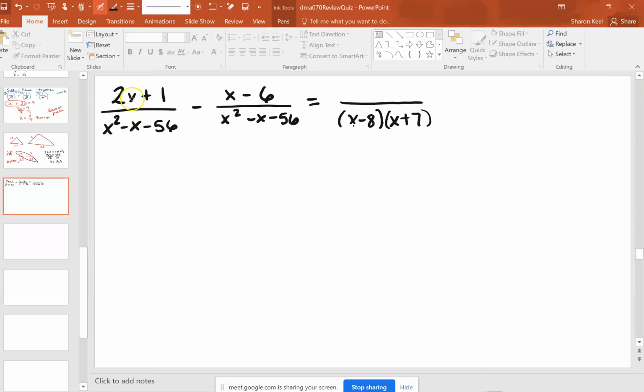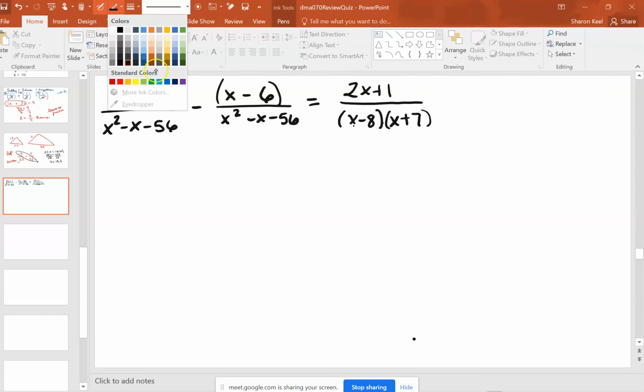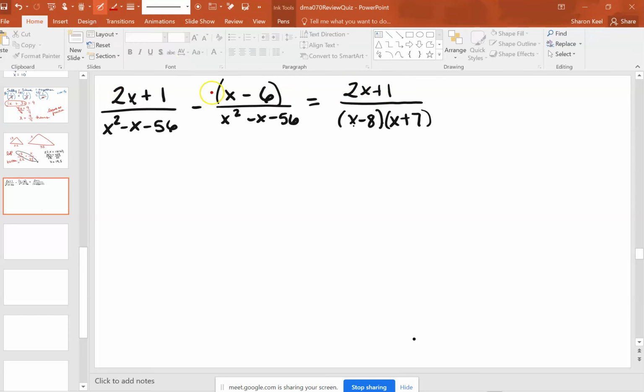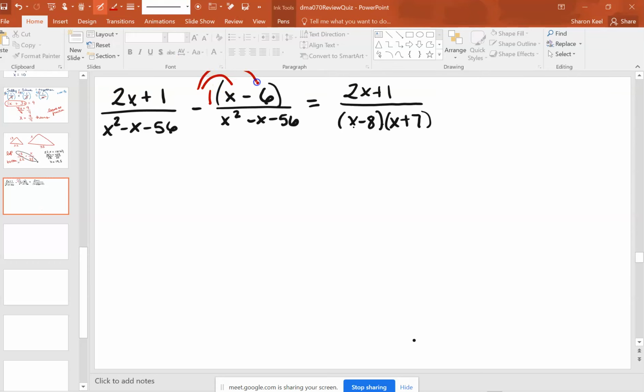In the numerator, we have 2x plus 1 here, and then we have a minus. So let me show you what's going to happen. Let's just recopy the 2x plus 1. What we do not see is there's an understood -1 here. We're going to distribute that -1. That's going to give us a -1x, and a negative times a negative gives me a +6.